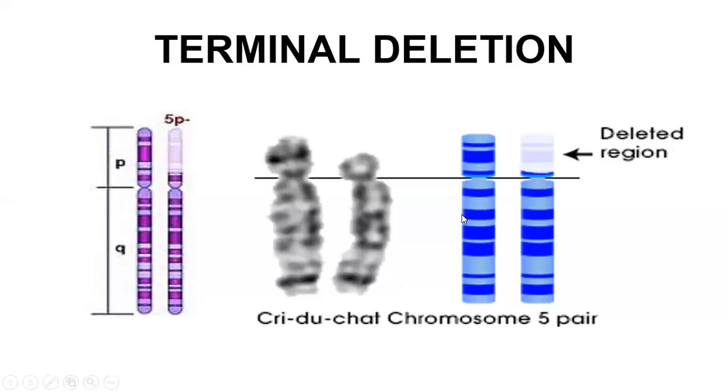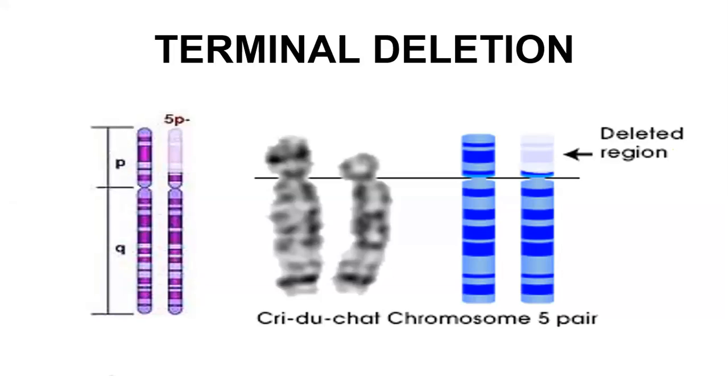Another picture showing example of terminal deletion. This example is found in human beings. In human beings, the fifth pair of chromosome appears as shown on the screen. This is the P arm or the short arm, whereas this is the Q arm or the long arm. This is a pair of homologous chromosomes in human beings. This is chromosome pair number 5.